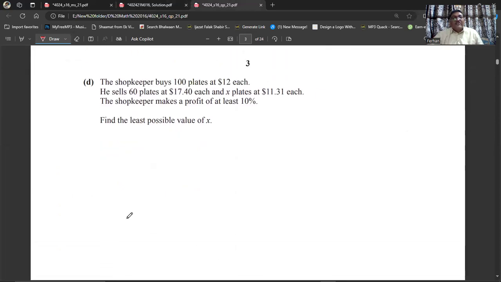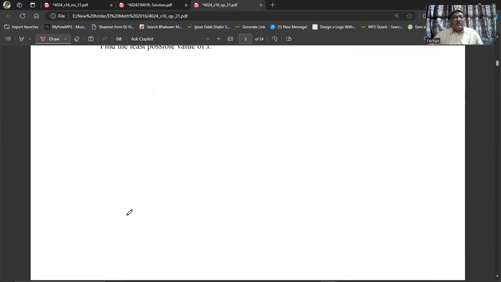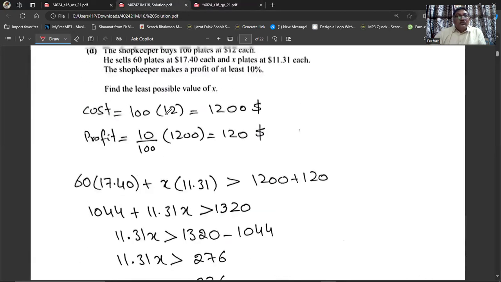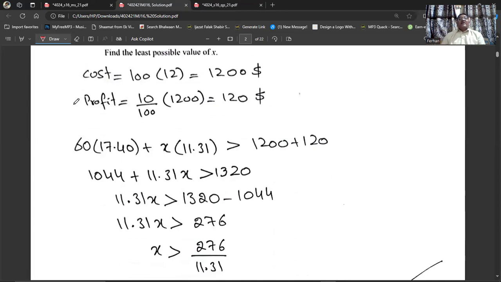Question number 1, D part, and it's a 3 marks question. He says, the shopkeeper buys 100 plates at $12 each. He sells 60 plates at $17.40 each and X plates at $11.31 each. The shopkeeper makes a profit of at least 10%. Find the least possible value of X. Okay, so here we go. The cost of buying 100 plates will be 100 multiplied by 12, so that will be $1,200. Because he's going to get a profit of 10%, so 10 by 100 into 1,200, this will be $120.